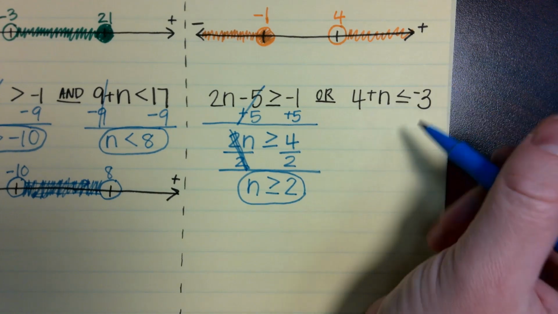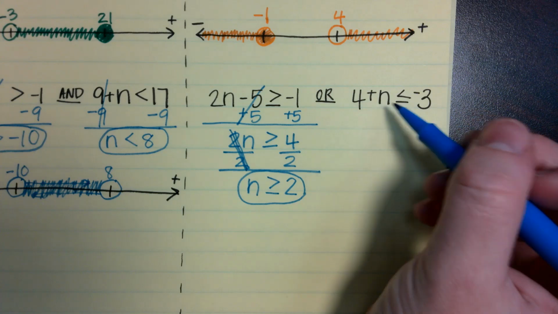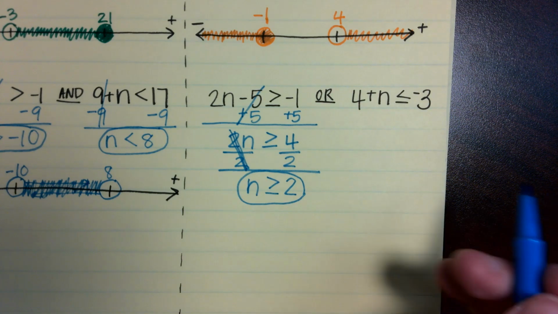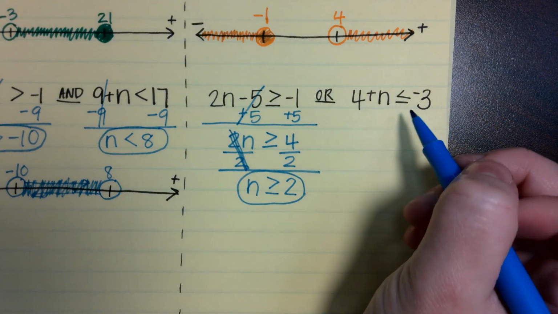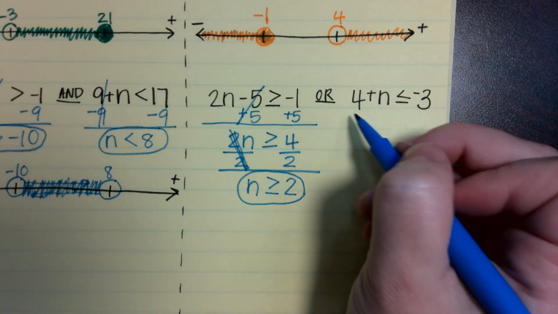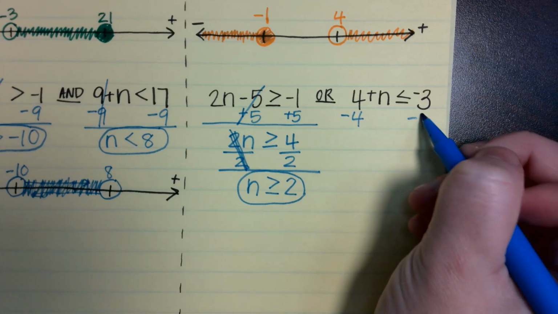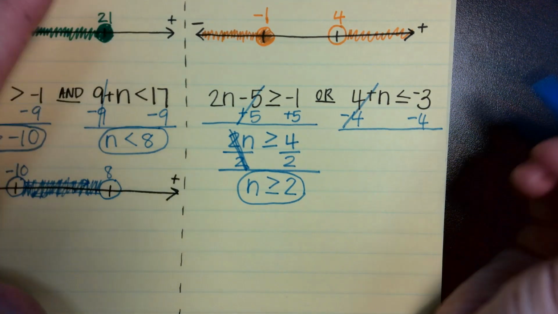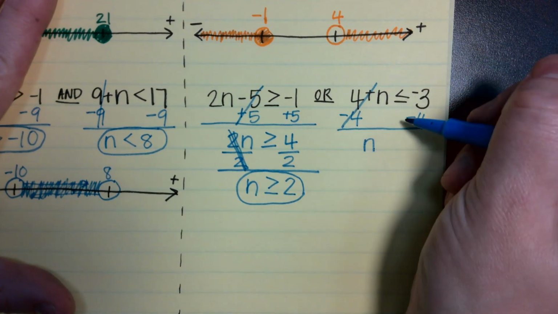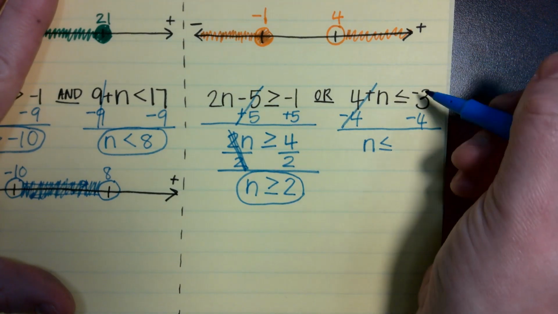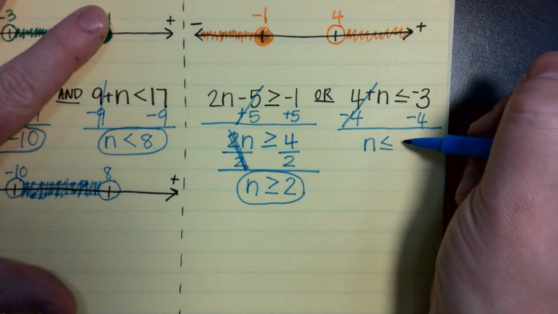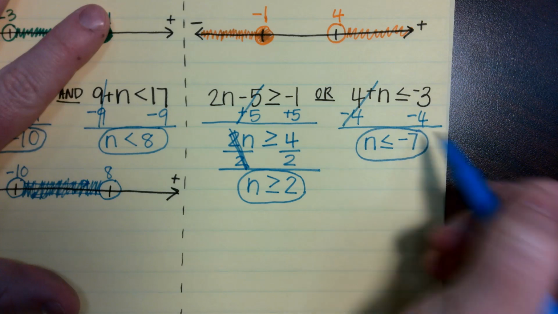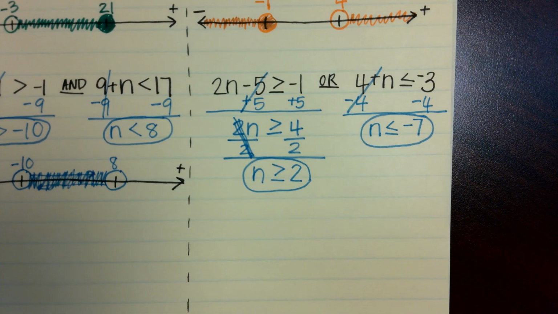So let's do our next one here. I've got 4 plus n is less than or equal to -3. What should I do here? -4. Good. My 4's will cancel. So that leaves me with n is less than or equal to -3 minus 4. What's that? -7. Good. Now we just got to graph.